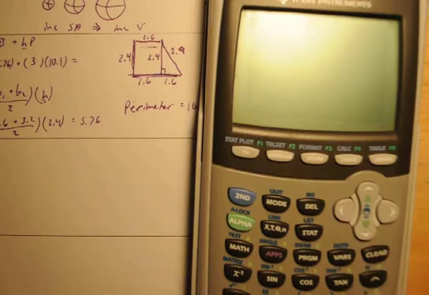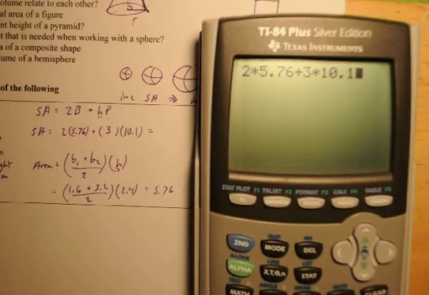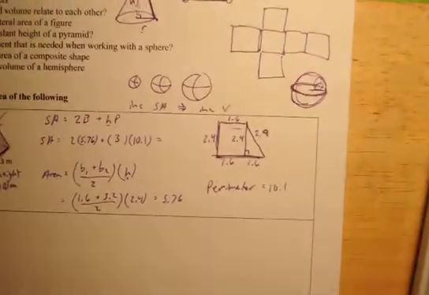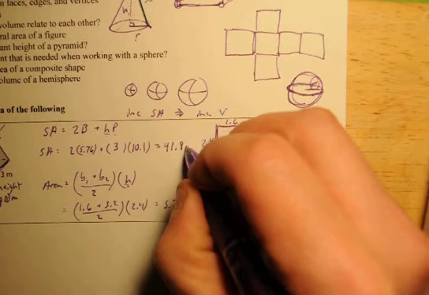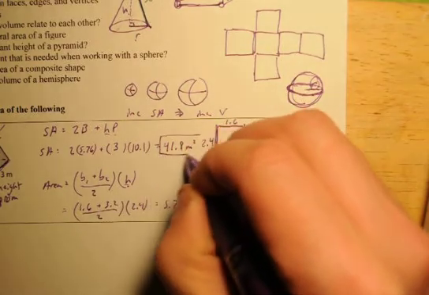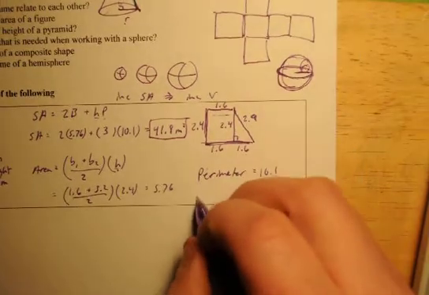Alright, so plug all that into your calculator, and you're going to end up with 2 times 5.76 plus 3 times 10.1. There we go. Looks like 41.8 roughly. That sounds fine for that. And this is meters squared. Boy, that got pretty jumbled up there. We still have to find the volume.